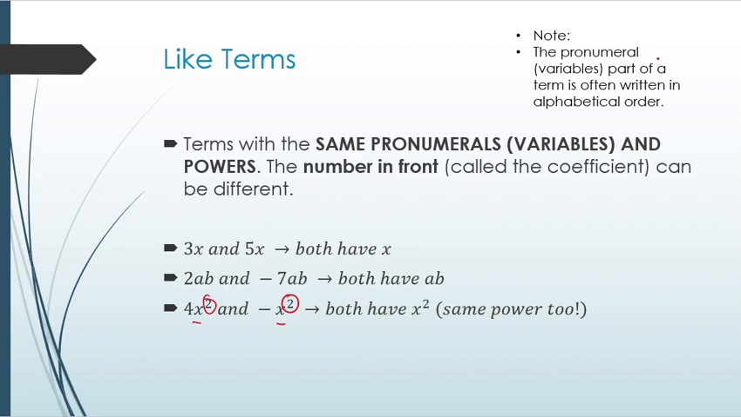Now, something to note, when you're writing the pronumerals with your coefficients, okay? It's always written in alphabetical order. So from A to Z, okay? You must always write it like that. Don't write it in any other way.